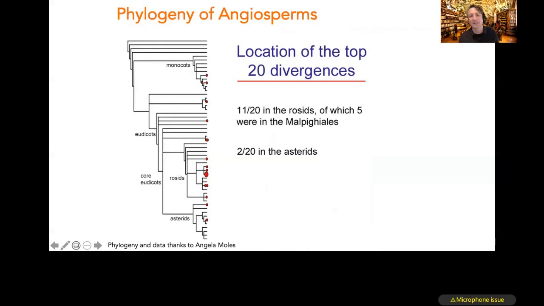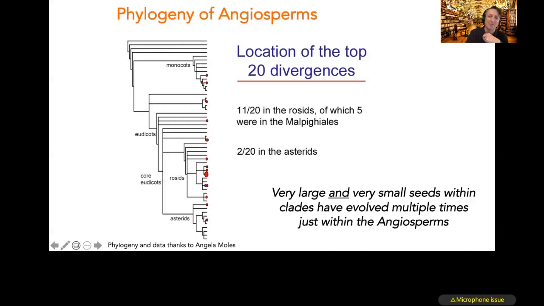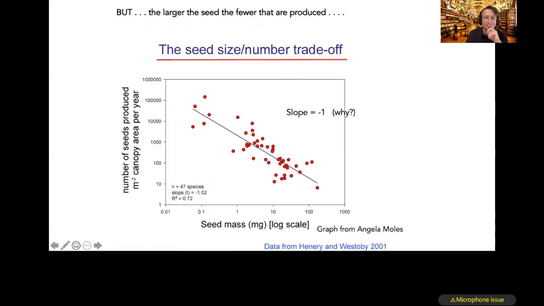Within any one clade, pick one of your favorite clades in the angiosperms, even within that clade you'll find taxa with small seeds and taxa with large seeds. So natural selection is resulting in certain environments selecting for small seeds, other environments selecting for big seeds. Even within a given environment, we see small seeds and big seeds coexisting. These are different strategies. Very large and very small seeds have evolved multiple times just within the angiosperms. So this is interesting. This is reflecting a trade-off.